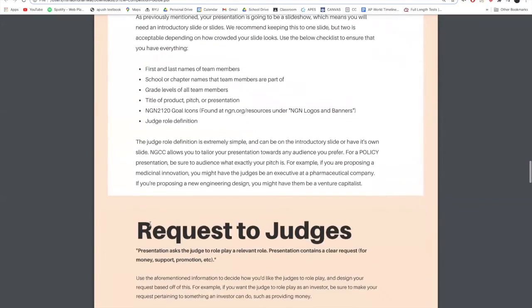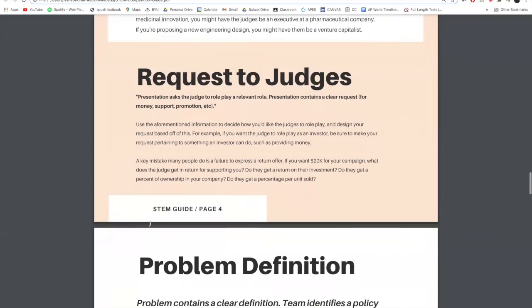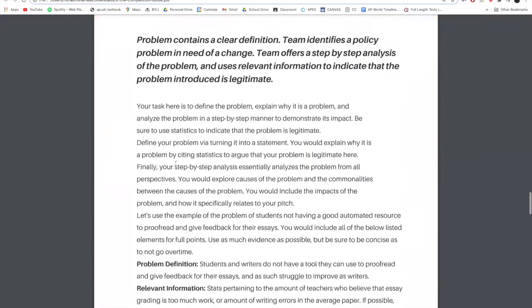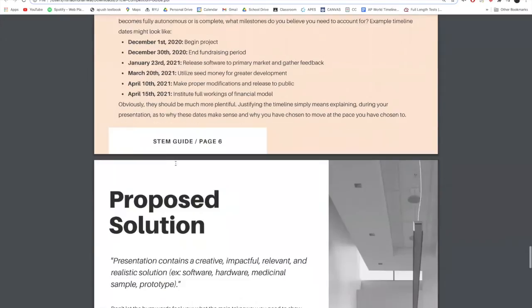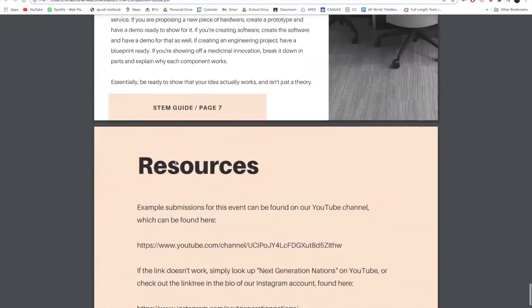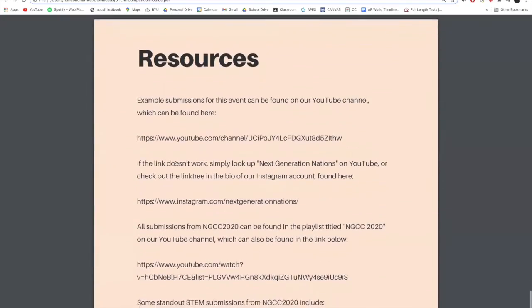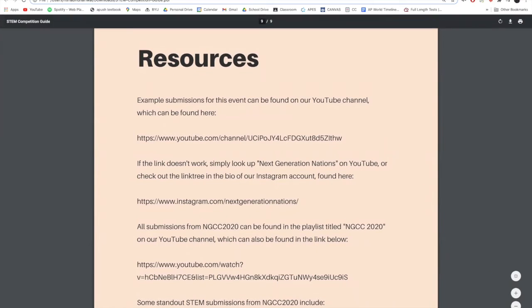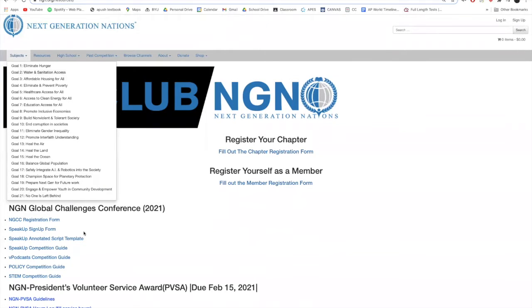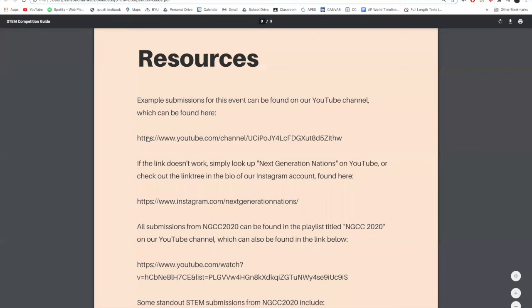This is just the remainder of the competition guide with the intro, requested judges, problem definition, financial analysis and timeline, and proposed solution. As you can see, a lot of time and effort was made to make this resource. So if you want to find out how to succeed at the NGCC competition, you go to ngn.org, you look at this resource, and you basically just grind it out from here.